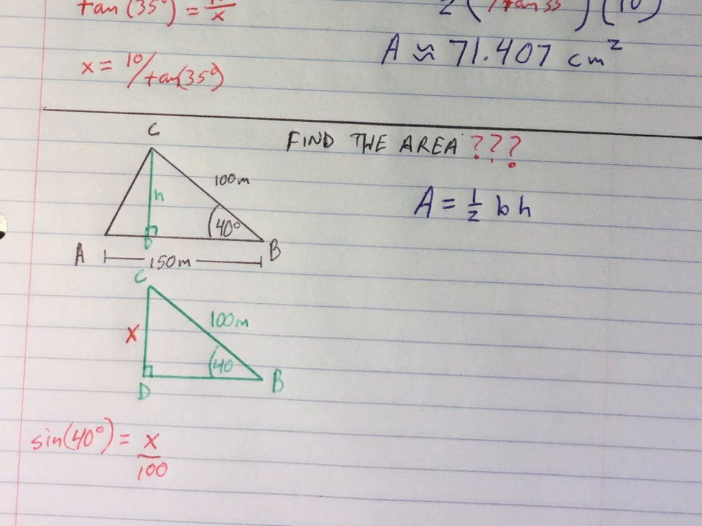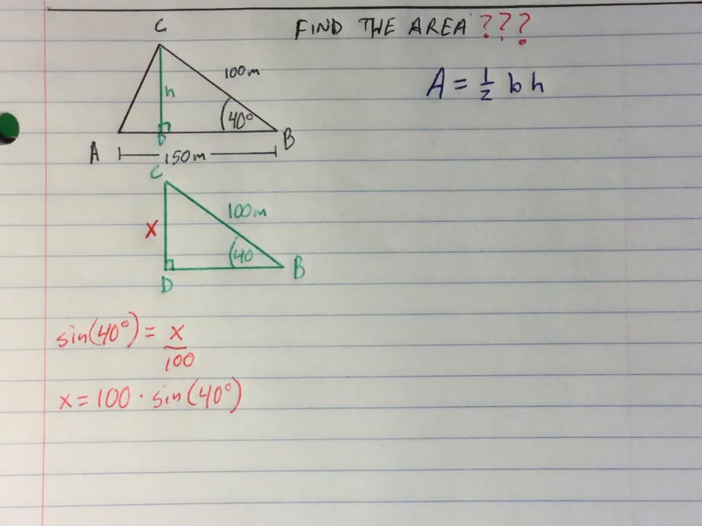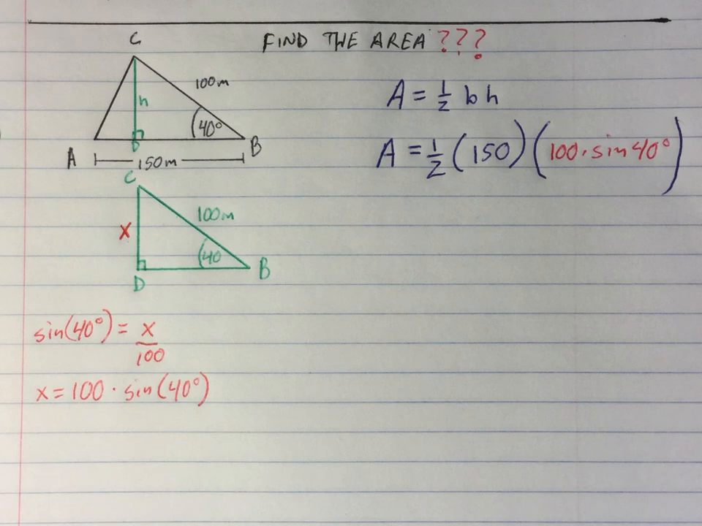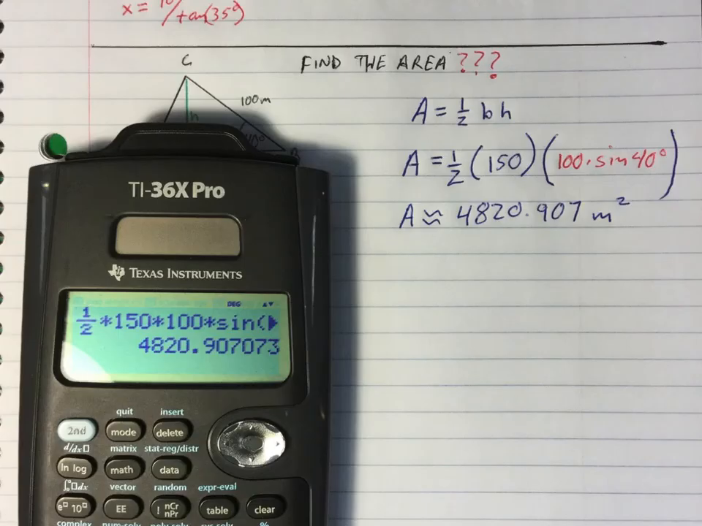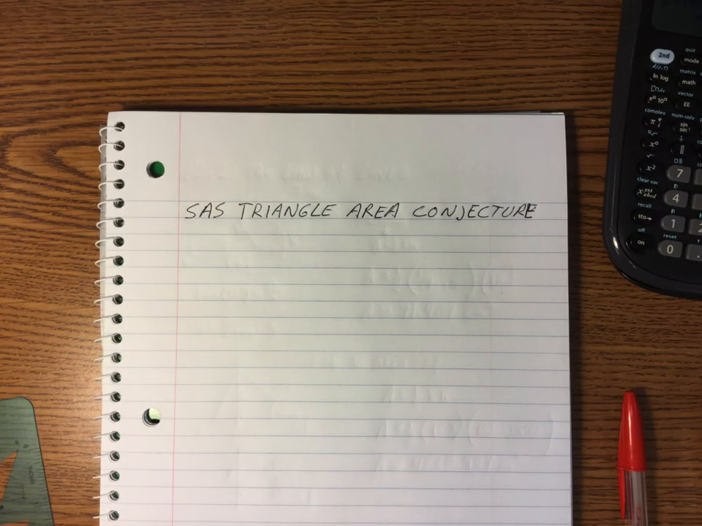We see 100 becomes the hypotenuse. We want to find the opposite leg, so we'll use the sine function. The sine of 40 degrees equals x over 100. So that means x, the height of the triangle, is 100 times the sine of 40 degrees. Then we'll sub that into our area formula. Area is 1/2 times the length of the base times the height of the triangle. And we get about 4,820.907 square meters.